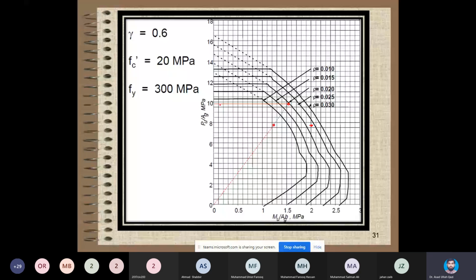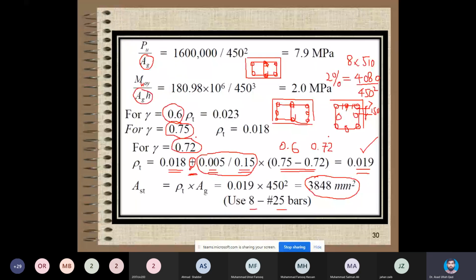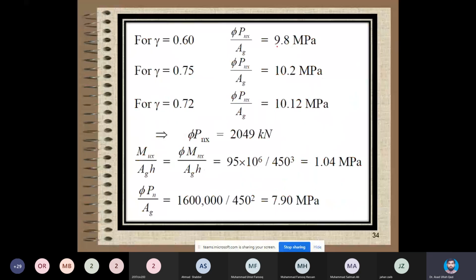In this way we will check that against this gamma 0.6 on the vertical axis, I am getting, corresponding to uniaxial bending MUY only, an axial ultimate capacity of 9.8 megapascal.